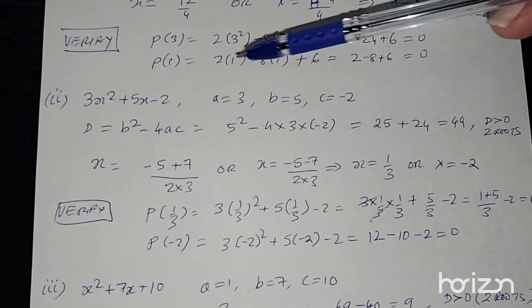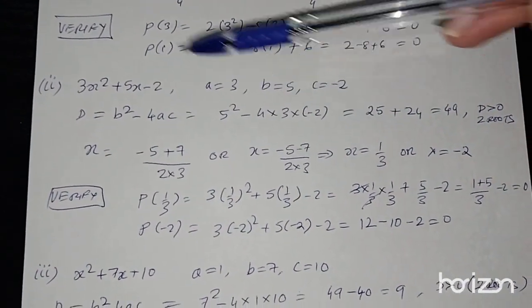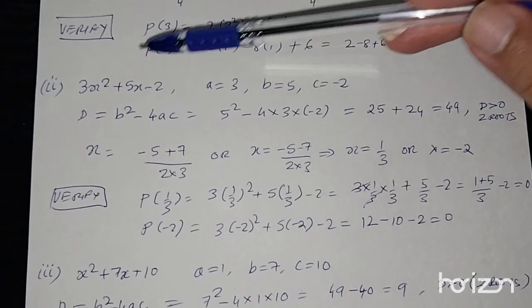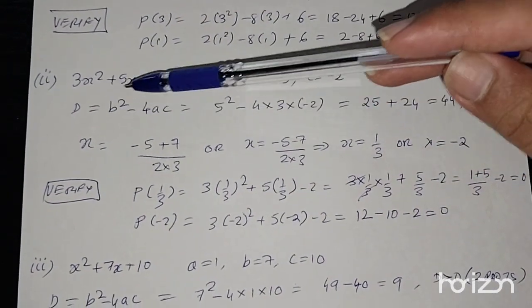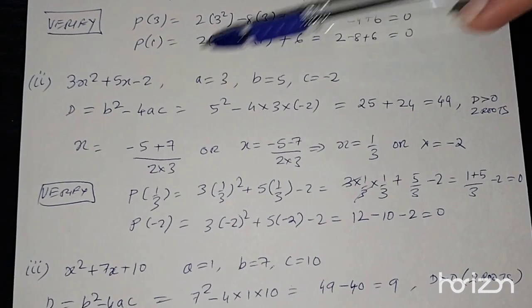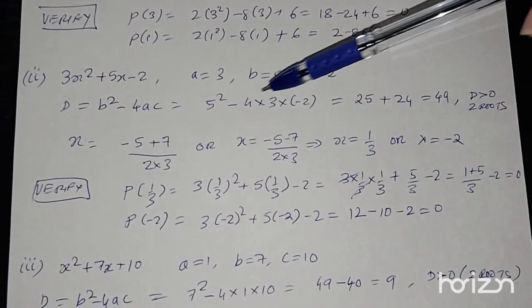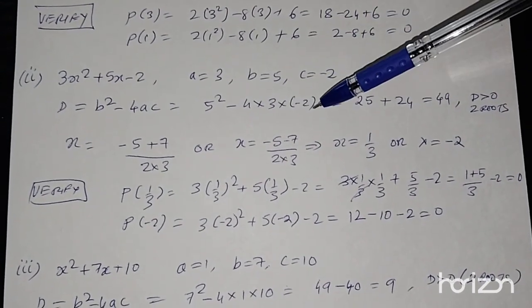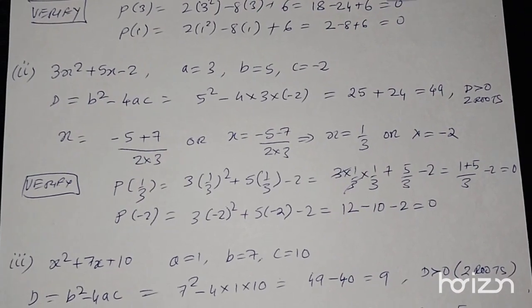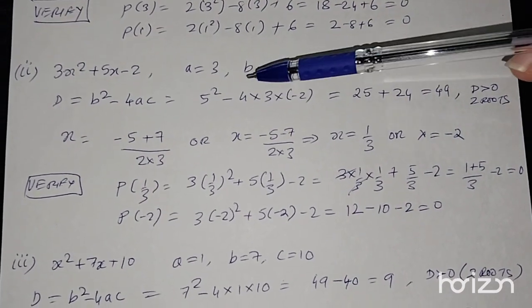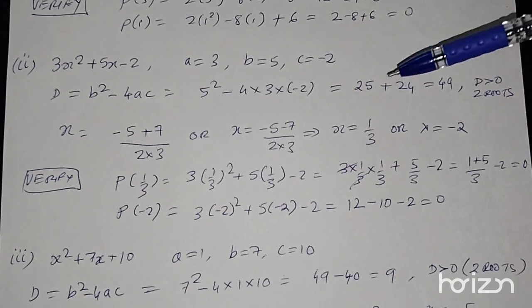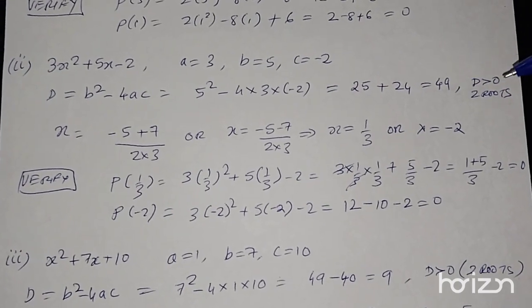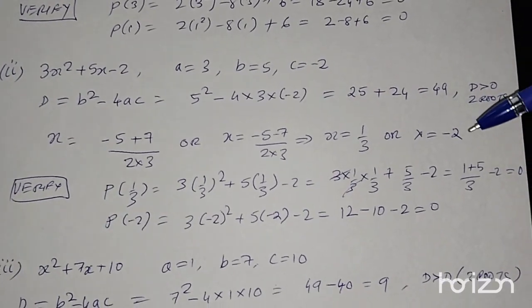Okay, let's try it out on another example. 3x squared plus 5x minus 2. Here a is equal to 3, b is equal to 5 and c is equal to minus 2. So what is the determinant? Determinant is b squared minus 4ac. It is 5 squared minus 4 into a into c, and c is minus 2, so I have substituted minus 2. Okay, so this is 25, and the minus sign will give you a positive sign. 4 3s are 12, 2 12s are 24, 25 plus 24, 49. D is greater than 0, therefore we'll have two roots.